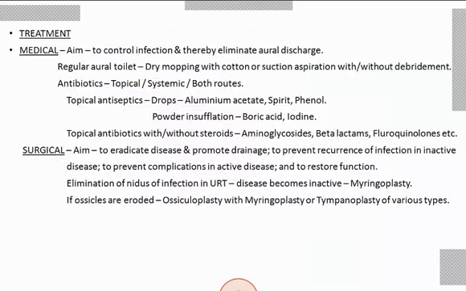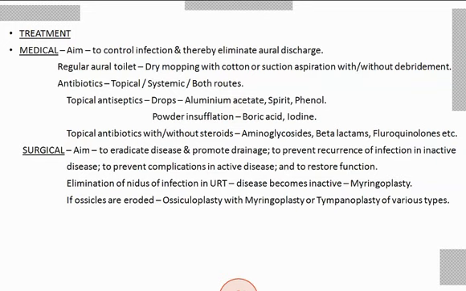Coming to the treatment of tubotympanic type of chronic suppurative otitis media, it is divided into medical treatment and surgery. The aim of medical treatment is to control the infection and thereby eliminate the ear discharge completely. The local treatment consists of regular ear toilet and antibiotics. Regular ear toilet can be done by two means. One is dry mopping. Second one is suction evacuation with or without debridement.